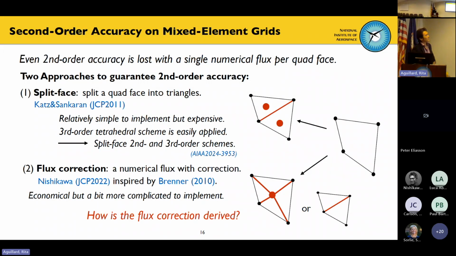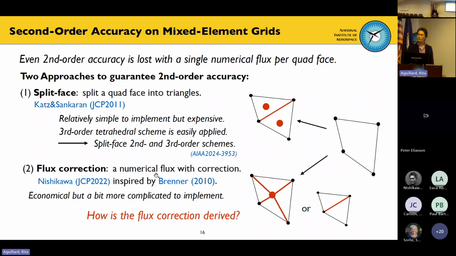Okay, let me go back to second order accuracy, because for quads you even lose second order accuracy unless you do something special. There are two approaches to guarantee second order accuracy. One is a split face. This was demonstrated by Katz and Sankar in 2011. It's relatively simple: you split a quad into two faces and then do the numerical fluxes. And then you can do a third order tetrahedral scheme, and that's what I did in 2024.